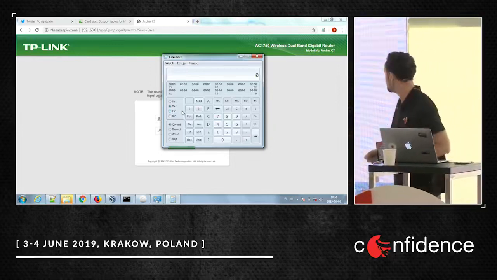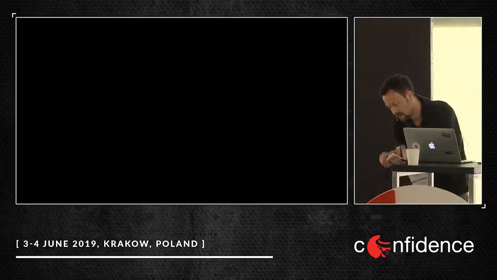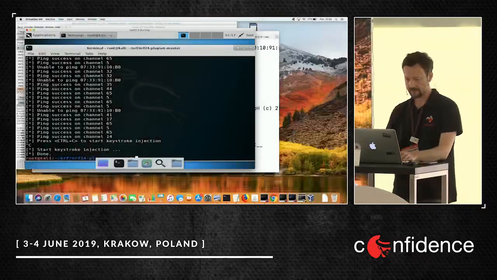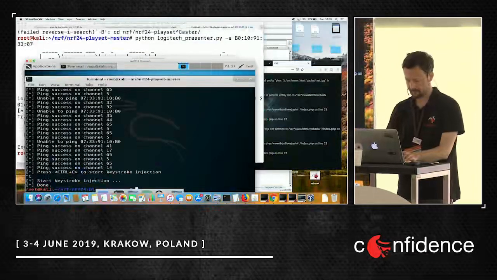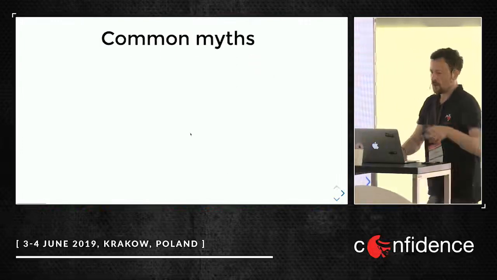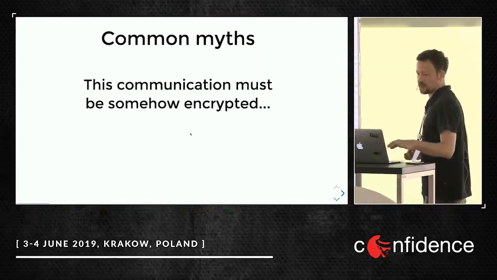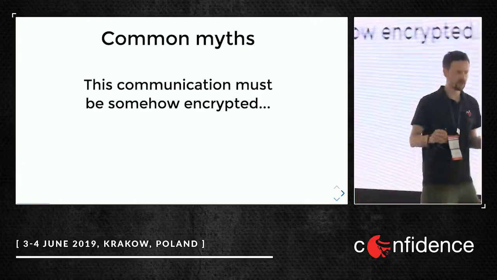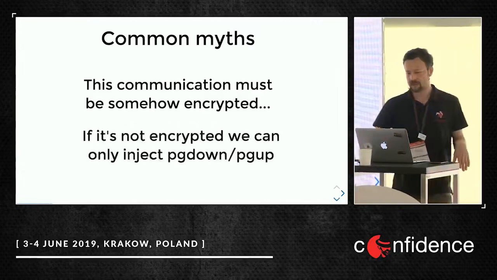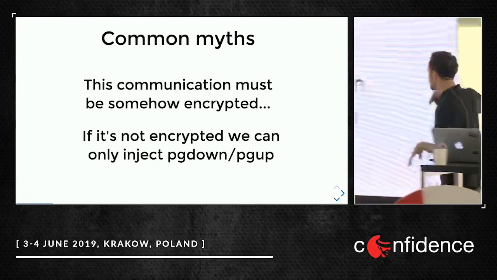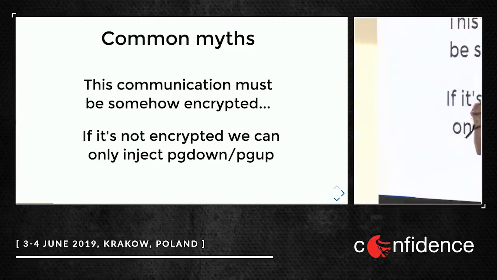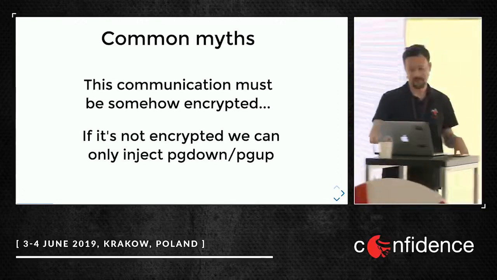Okay, let's move to my main laptop, and actually how it works. Common myths here are that this communication between the dongle and the clicker must be somehow encrypted. Of course, it's not true. And then if it's not encrypted, we can only inject page down, page up, maybe escape, only a limited set of characters. It's also not true. We can inject actually every single key.